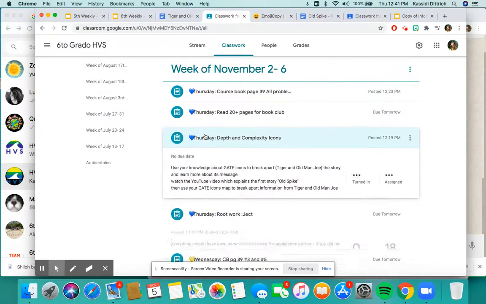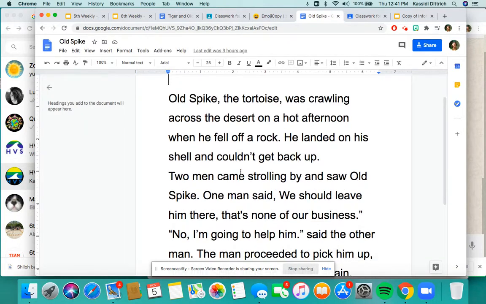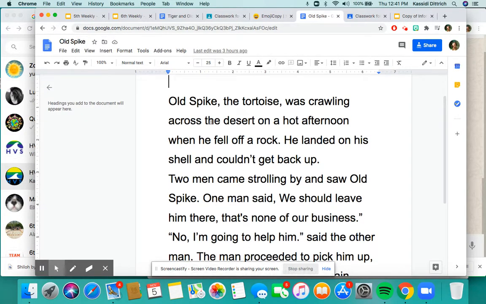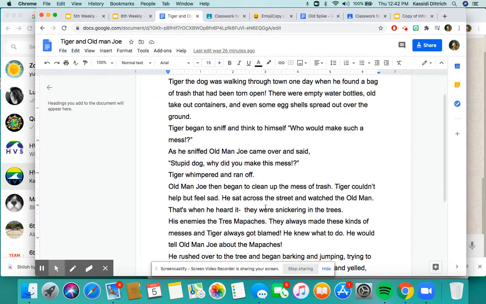Lastly, you have depth and complexity icons. This is the most challenging. Today, we went through a story called Old Spike the Tortoise. We talked about how in this story we have many depth and complexity icons, such as Old Spike can be a detail. You could either draw on the story, not Old Spike, you're doing a new story, you're doing Tiger and the Old Man. So this is your story which you're going to break apart.